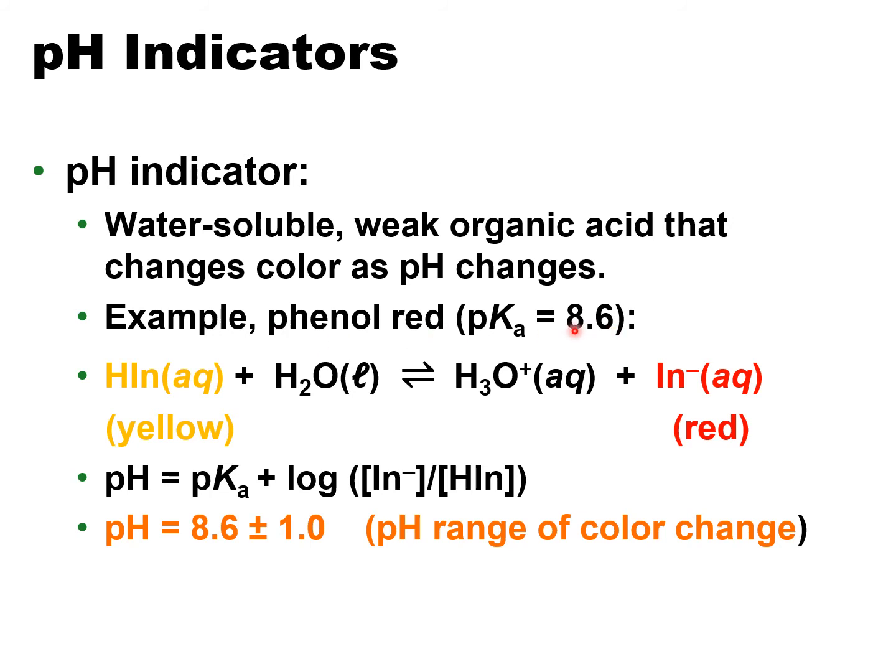So if phenol red has a pKa of 8.6, just a reminder, the pKa is minus the logarithm of the Ka, if the pH happens to be 8.6, you would have 50% of the red form of the indicator and 50% of the yellow form, and you would see orange. If you had 10 times more red, or 10 times more yellow, the ratio would become equal to 10 or equal to 0.1. The logarithm would be either 1 or -1, so you would be in a range of plus or minus 1 with respect to the pKa.